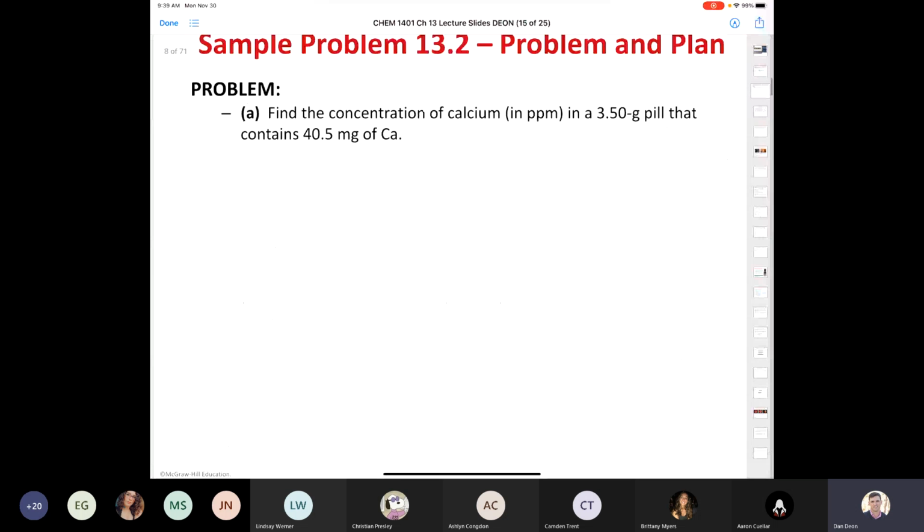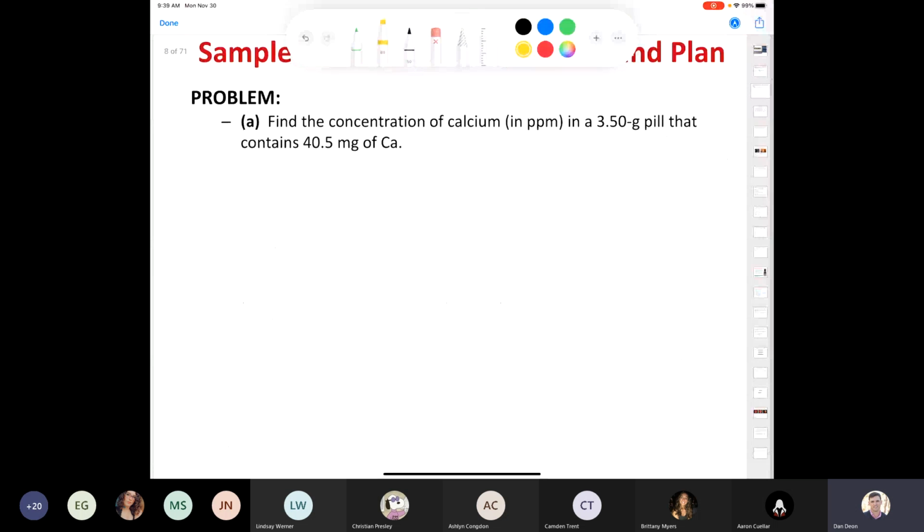Well, let's go ahead here and write down how we define ppm. Parts per million is equal to the mass of solute divided by mass of solution. And if you're thinking, well, where's the water? I don't have any water here. This is a solution of a solid calcium in a solid pill, so this is a solid solution. Then we're going to multiply that by 10 to the power of 6, a million.